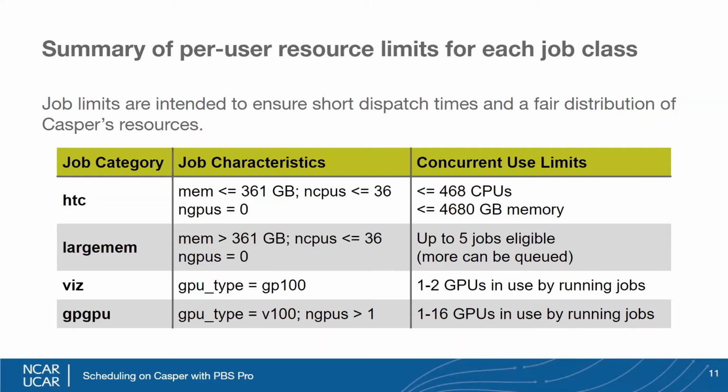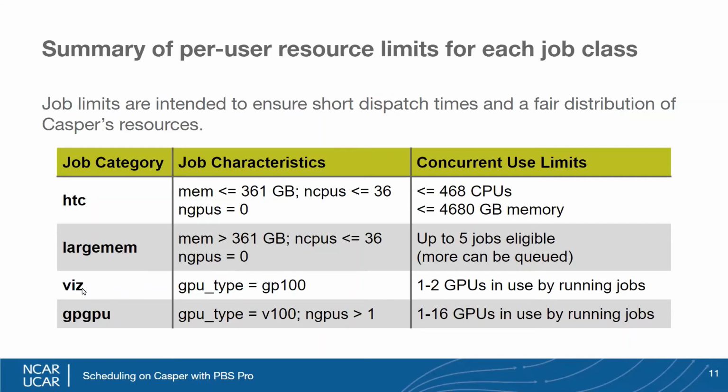So these are the numbers for the current size of Casper, but that will grow as Casper grows. For large mem, the key use limit there is that you can have up to 5 jobs eligible to be scheduled. And you can have more queued, but that means that only 5 of your jobs are actually gaining priority as they wait in the queue.